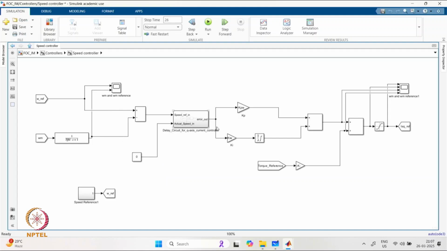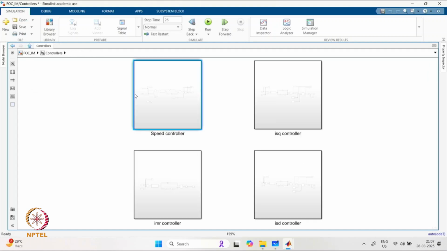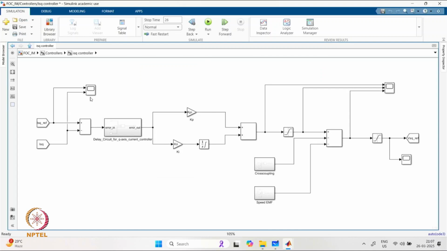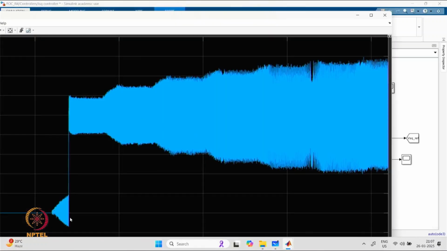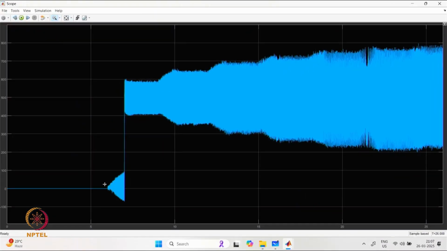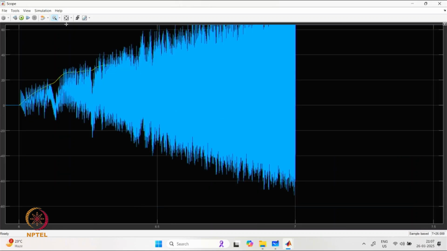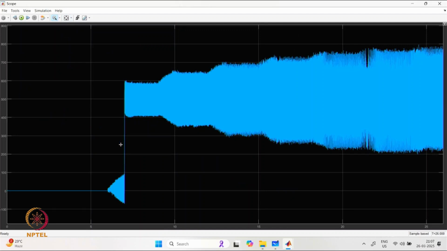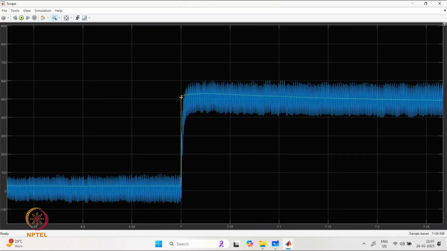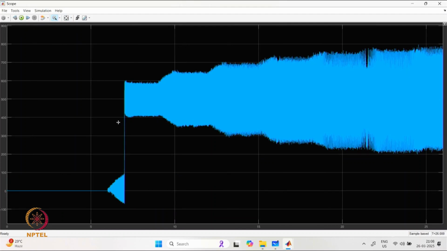Now in response to this, the error in the speed reference and the actual speed, the ISQ reference is generated, and this is where the ISQ controller is basically responding and generating a reference value which is being tracked by the actual ISQ current. The major change in ISQ reference is coming on account of the load torque applied on the system. So as we have applied the load torque at 7 seconds, we can see a sharp rise in the reference for the ISQ, which is basically countering the load torque and then generating the necessary acceleration required.